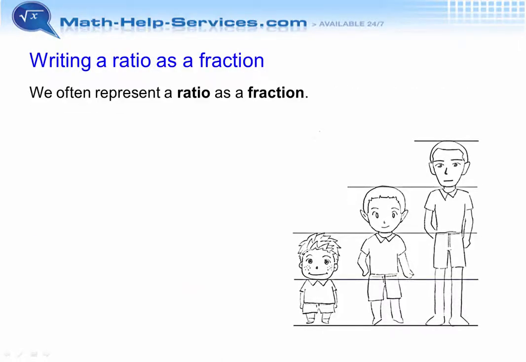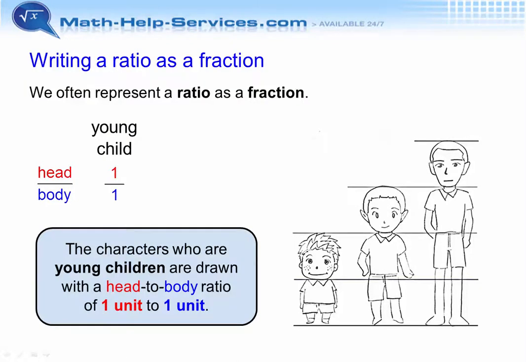Writing a ratio as a fraction. We often represent a ratio as a fraction. In this case, we can use head to body. For a young child, it's 1:1. The characters who are young children are drawn with a head-to-body ratio of 1 unit to 1 unit.